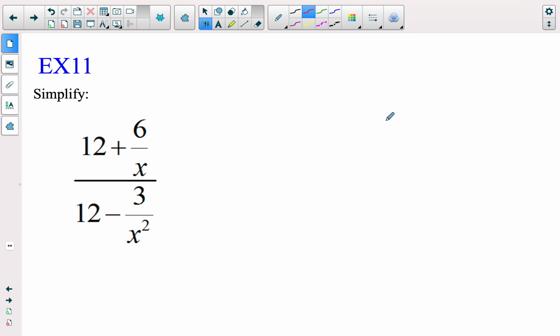So the best way to take a look at this is first just take a look at your denominators, and we're going to look for the least common multiple of the four denominators. So we have 1, x, and x squared. So the least common multiple of the four denominators there is going to be x squared, right? Least common multiple of all the denominators, those little denominators, and that's going to be x squared.